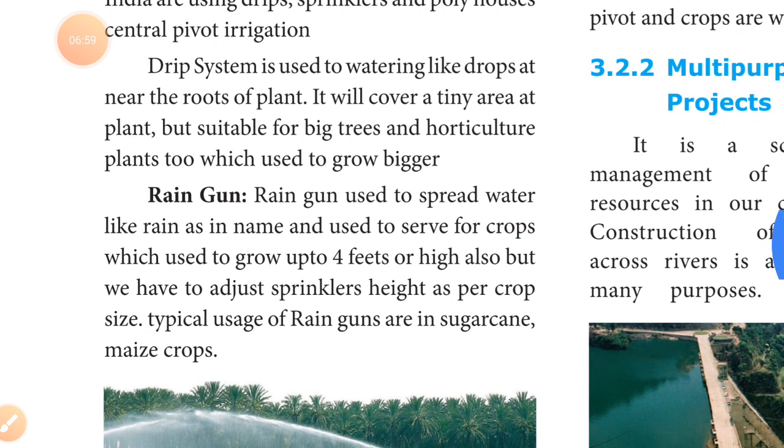Another topic, rain gun. A rain gun is used to spread the water like rain. It is used for crops that grow up to 4 feet in height, but you have to adjust the sprinkler height per size. That means the sprinkler pattern. When you go to a garden or any important field, you know that they are using the sprinkler type of water pattern. Why? It rotates the water in the middle of the field and water sprinkles on every crop. This type of usage is called a rain gun. So what crops are possible for the rain gun method? Sugar cane, maize, etc.